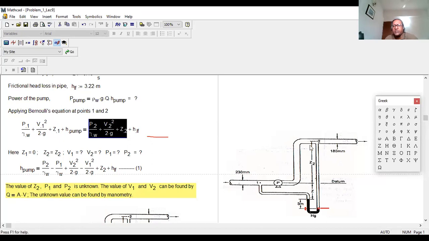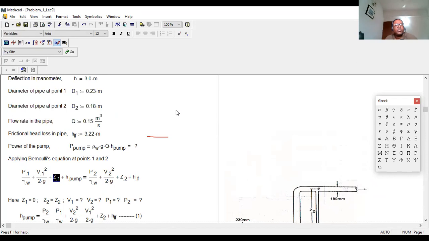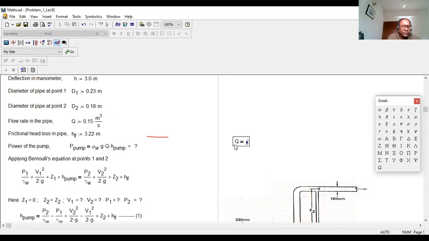And how much is lost on the way? Frictional head loss, HLF. So HLF is given. Z2 is not given. Z1 is 0. V1, V2 are not given. P1, P2 are not given. But we know that Q is given. Q equal to AV, so I can say A1 into V1 equal to A2 into V2. So you can easily figure out V1 will be Q by A1, V2 will be Q by A2.